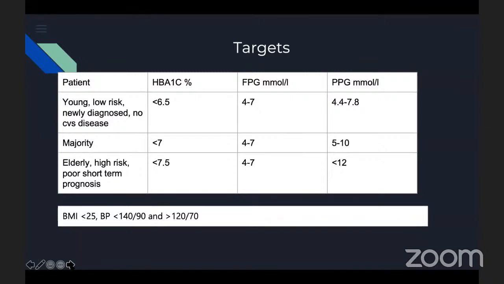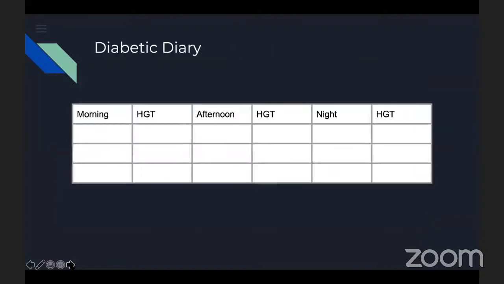It's important, though, to take note of patients who are elderly and patients who have severe target organ damage or a poor short-term prognosis. So for these patients, you need to weigh in the risk of the patient becoming hypoglycemic versus you actually reducing the micro and macrovascular complications that they could get. So for them, if they do have a HbA1c of 7.5 or postprandial glucoses of less than 12, that can also be considered acceptable. Next slide, please.